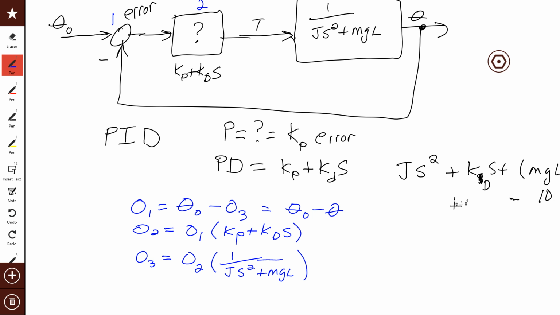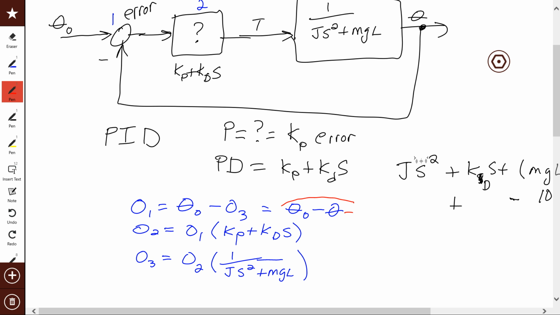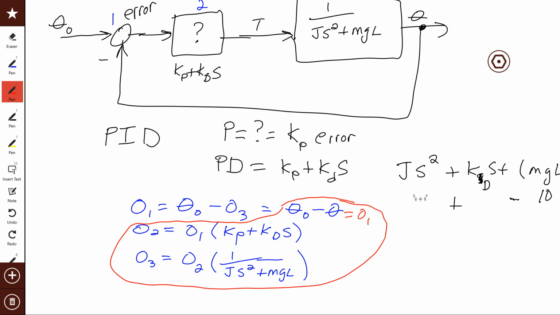Everybody okay with that? Okay, now, suppose you use these equations right here. Let me equals theta, output 1. Suppose you use these guys right here. Count for me the number of things you don't know. Do you know O1? Do you know O2? Do you know O3? Do you know theta? No. How many equations do you have? Three. Okay, now, where's the mistake? I told you what the mistake is. Where's the mistake? How did I make a mistake here? What did I forget?